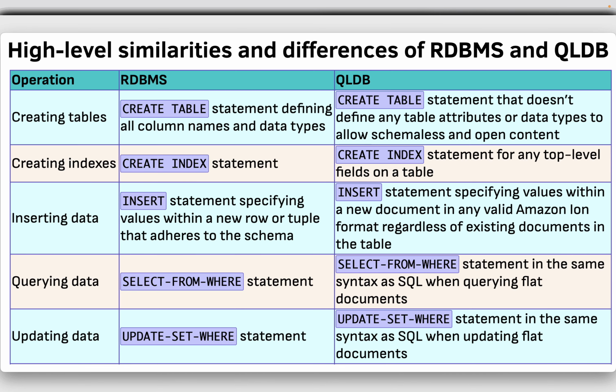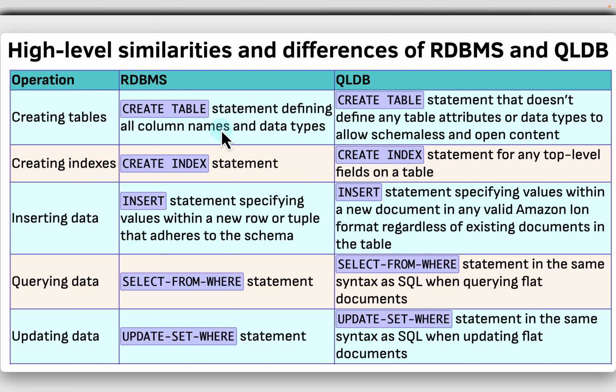So, high level similarities and differences of RDBMS and QLDB. These are the statements. For example, the create table statement in RDBMS defines all column names and data types. In QLDB, the create table statement does not define any table attributes or data types, to allow schema-less and open content. So here we have to specify schema, but here it's 100% schema-less. When we say create table, we don't specify any attributes like columns and all.